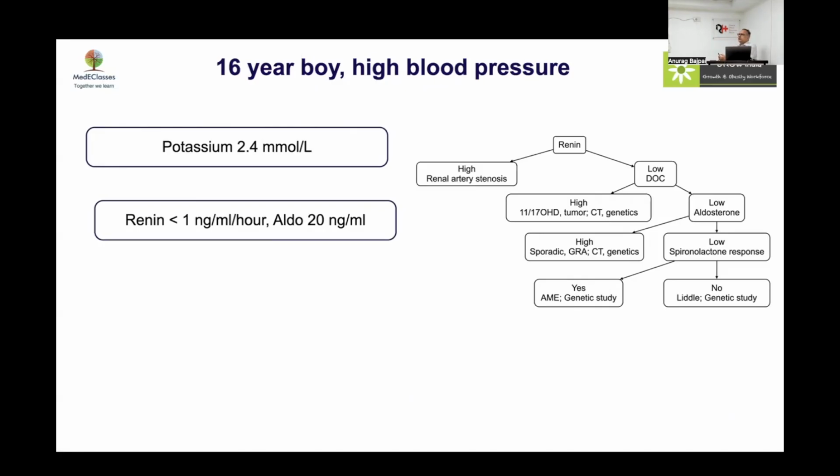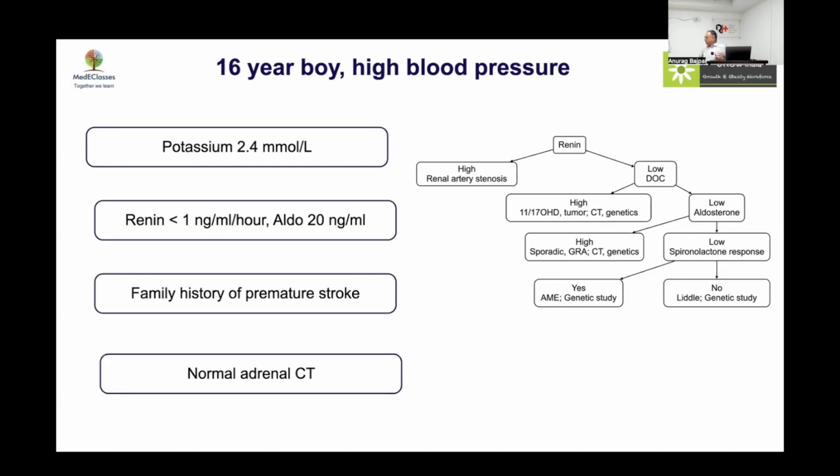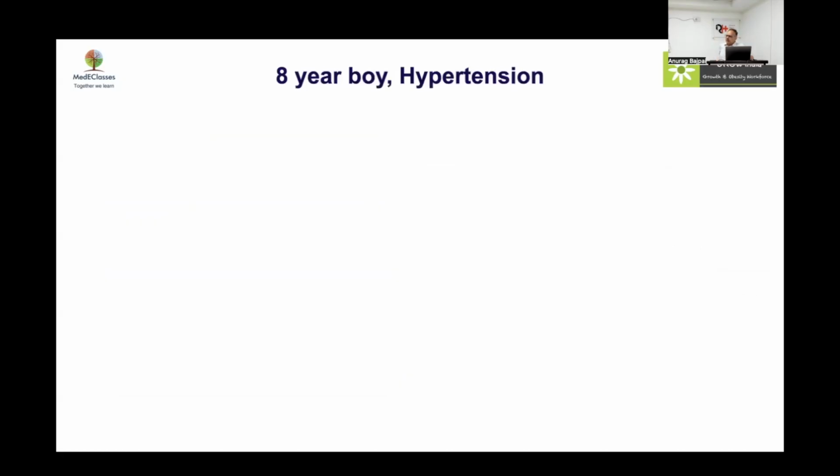So CT scan, sir. Okay. And anything else before CT? Genetics will also be required. Yes. So for a 16-year-old, ask for family history, history of stroke, and you can do a CT also. Family history of stroke was there. CT was normal. Before the genetics is done, you can give them a trial of steroids, and they will improve on that. So they will respond to dexamethasone or hydrocortisone also in that regard.